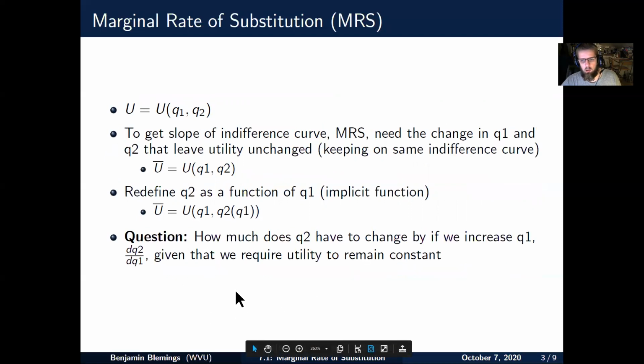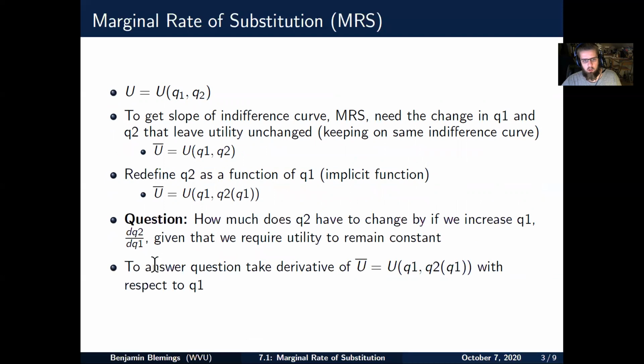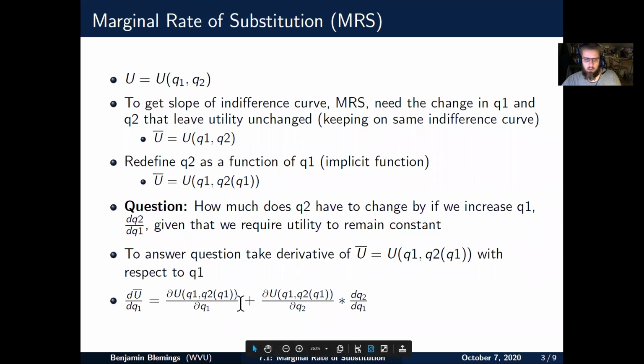And so then we need to answer the question, how much does Q2 have to change by if we increase Q1, which is this little function here, given that we require utility to remain constant, it's this U bar. And so to answer this question, we take the derivative of the indifference curve, which is defined as u as a function of q1 and q2 as a function of q1 with respect to q1. And so this is kind of what this looks like.